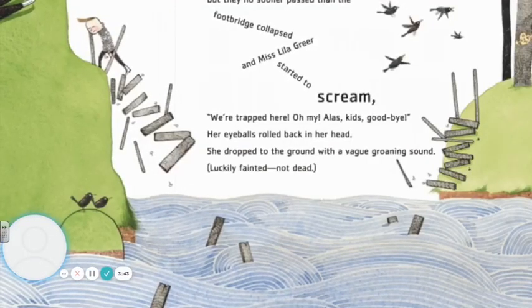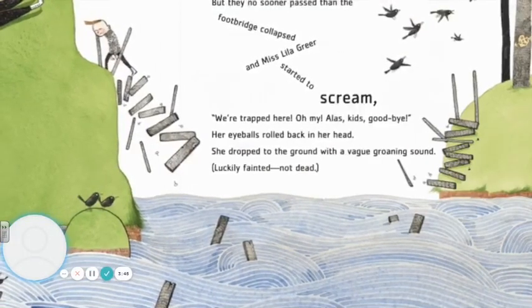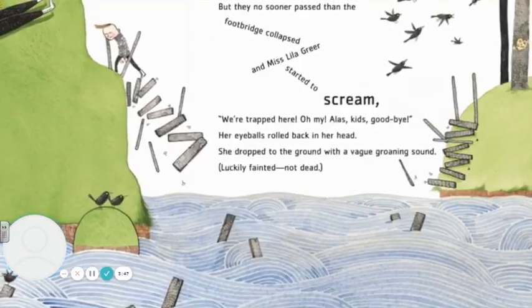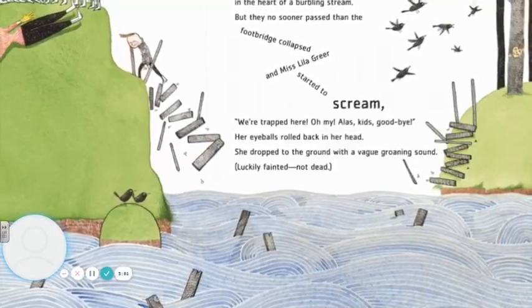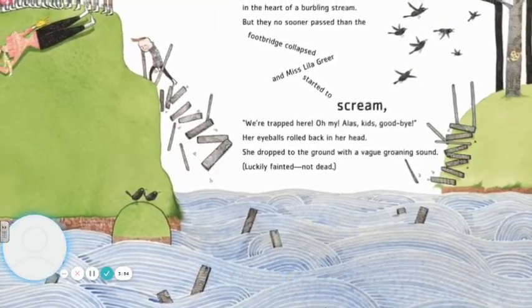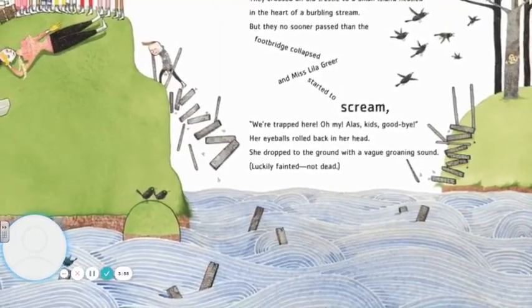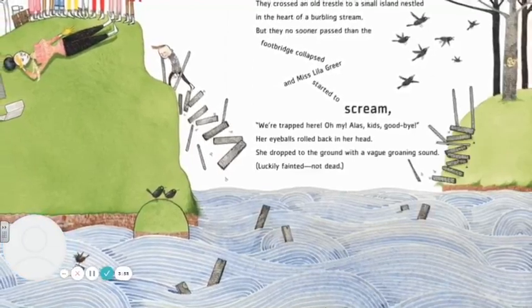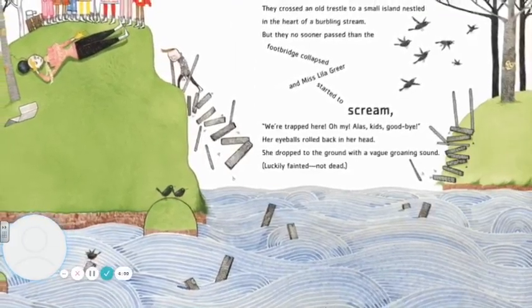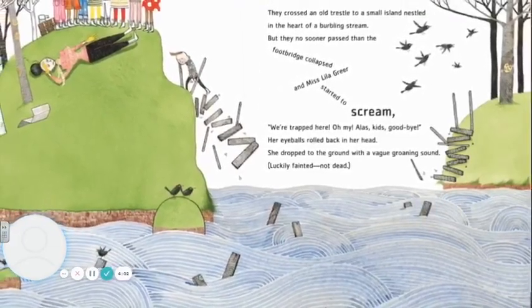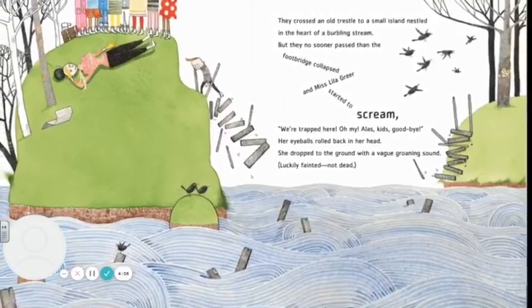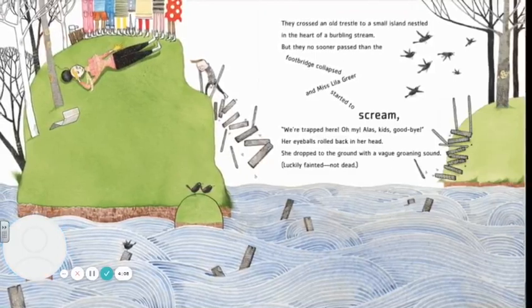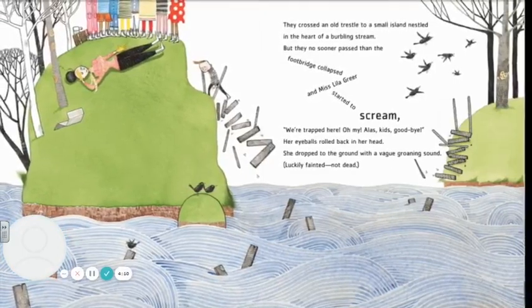They crossed an old trestle to a small island nestled in the heart of a burbling stream. But they no sooner passed than the footbridge collapsed and Miss Lilla Greer started to scream. "We're trapped here, oh my! Alas, kids, goodbye!" Her eyes rolled back in her head. She dropped to the ground with a vague groaning sound. Luckily fainted, not yet.